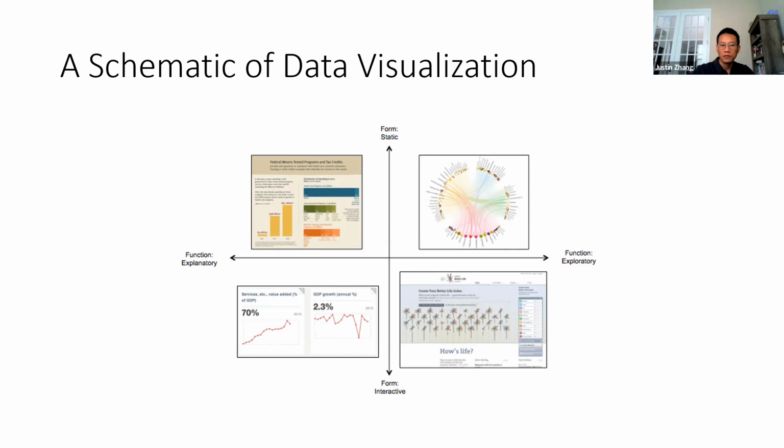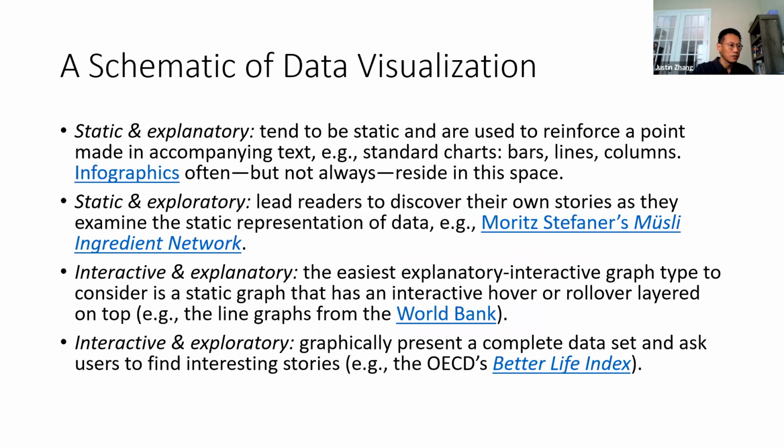So here are the 4 quadrants based on these 2 dimensions: explanatory versus exploratory, static versus interactive. For the first quadrant, static and explanatory, this type of data visualization tends to be static and is used to reinforce a point made in accompanying text, such as standard charts, bars, lines, columns. So normally infographics often use this type of data visualization.